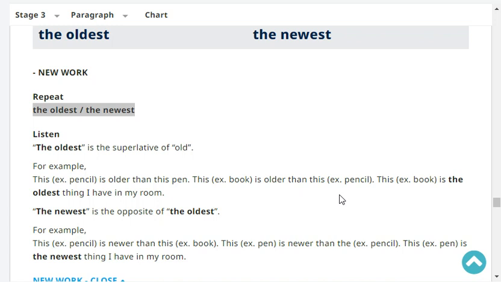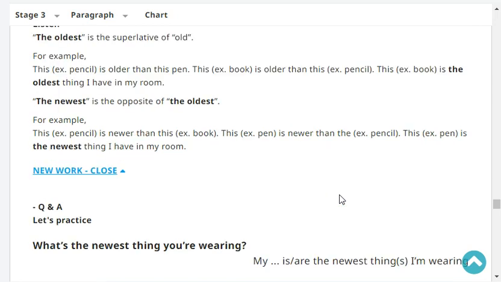The newest is the opposite of the oldest. For example, this pencil is newer than this book, and this pen is newer than this pencil. So this pen is the newest. So this pen is the newest thing in my room. Okay, let's practice. What's the newest thing you're wearing?